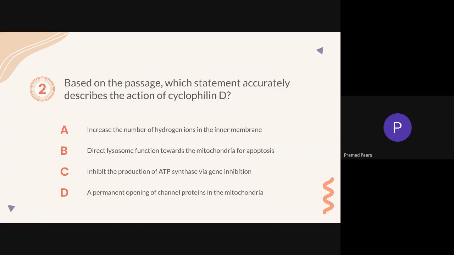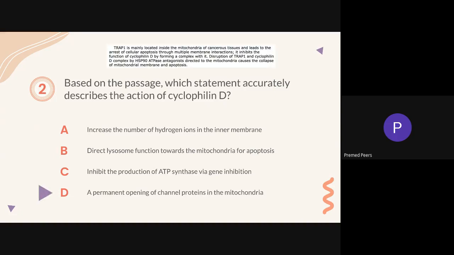Question 2: based on the passage, which statement accurately describes the action of cyclophilin D? Pause if you need to. The correct answer is D. We're told that TRAP1's function is to prevent apoptosis by inhibiting cyclophilin D. So essentially, cyclophilin D brings about apoptosis. This complex is disrupted when HSP90 interacts with it. So HSP90 reverses TRAP1's inhibition and lets cyclophilin D do its thing by resuming apoptosis.